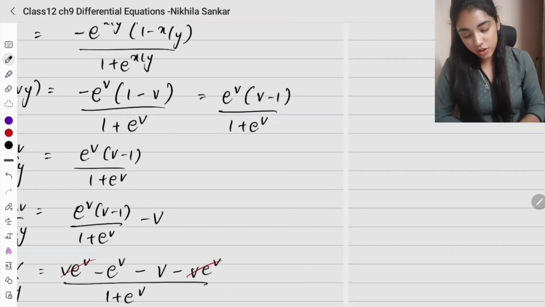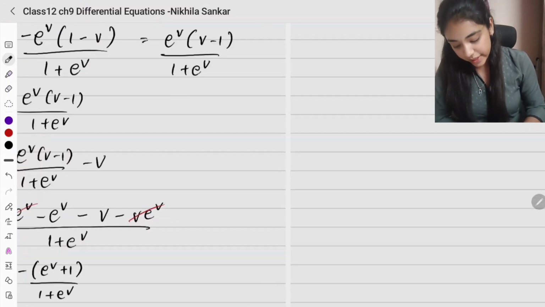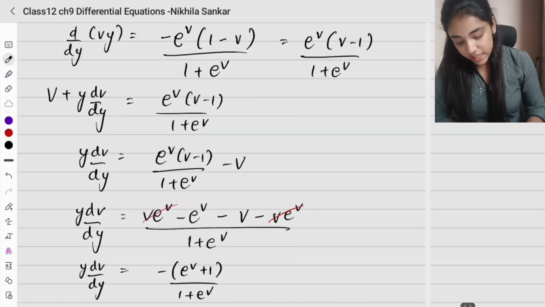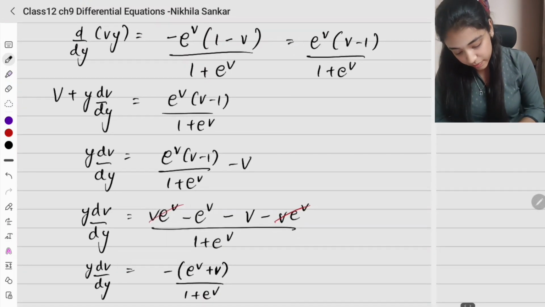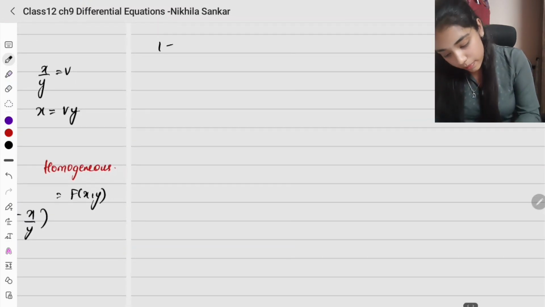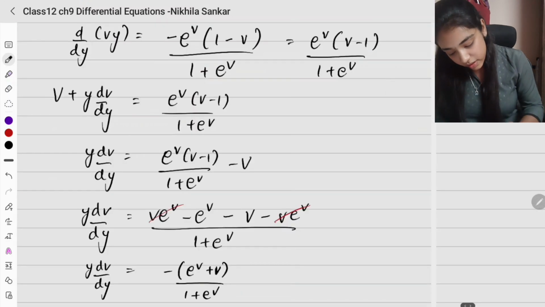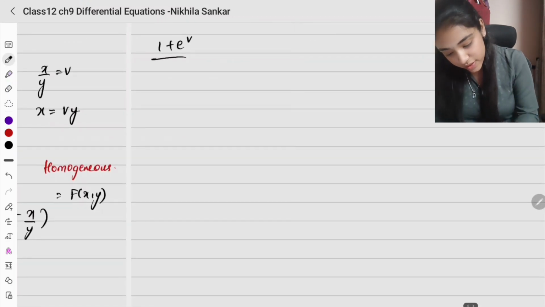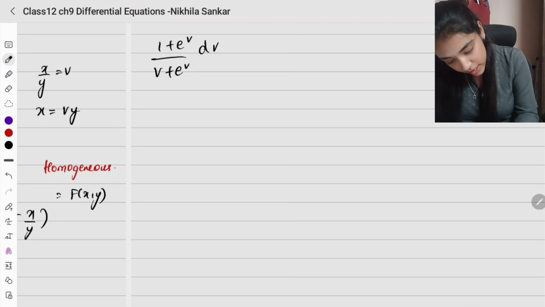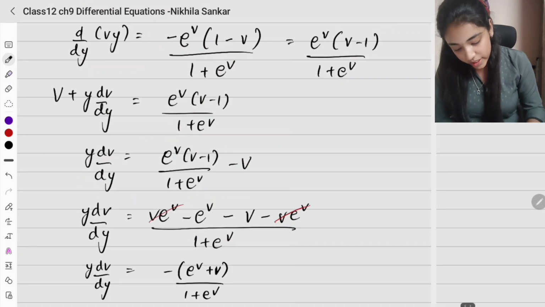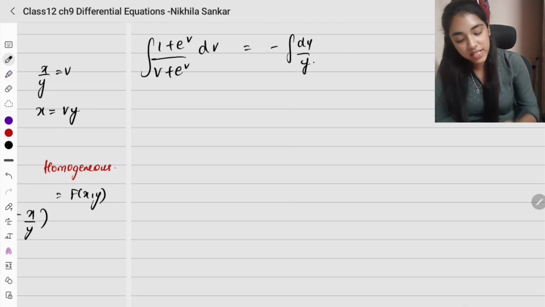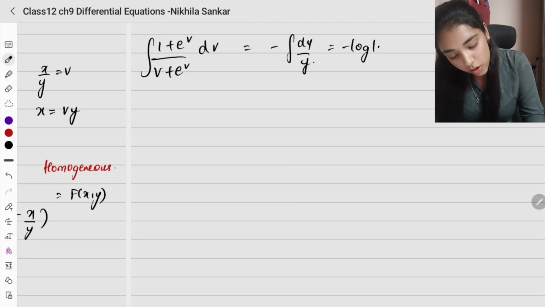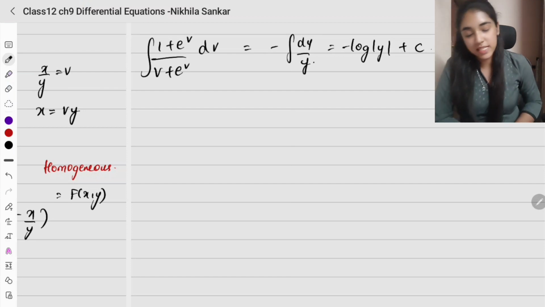Taking v on one side and dv on the other, dy on the other side. So what do I have? 1 plus e to the v divided by e to the v plus v. So it is (v plus e to the v) times dv equals, on this side, is there y? dy by y. Don't forget the minus sign. So minus dy by y. Integrating on both sides, on this side what do I have? Minus log mod y plus c.